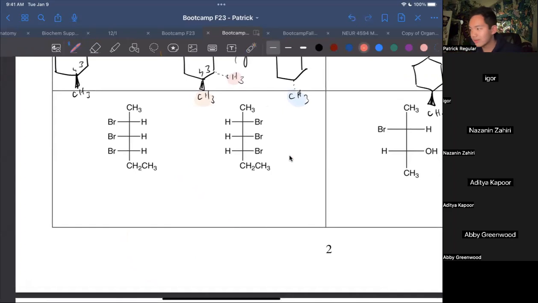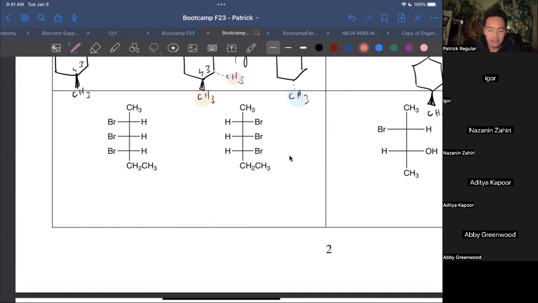Ooh, here's a doozy. What are these? Same diastereomer, enantiomer, constitutional isomers? Well, if you look at the chemical structure, these have the same chemical structure and the same connectivity. So you know that these are stereoisomers. Now, let's look beyond that.